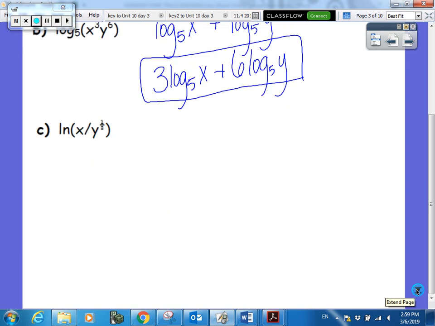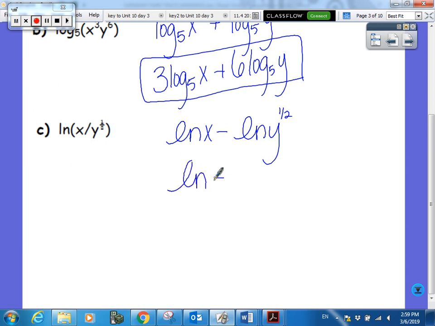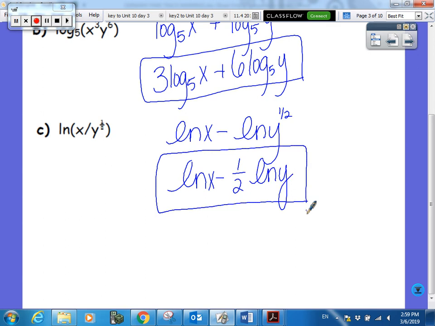Dividing means anything in the denominator is minus. So that's natural log of x minus natural log of y to the 1/2. This argument's by itself, but this argument is not. So we need to go one more step. Natural log of x minus 1/2 natural log of y. So there the arguments are all by themselves.